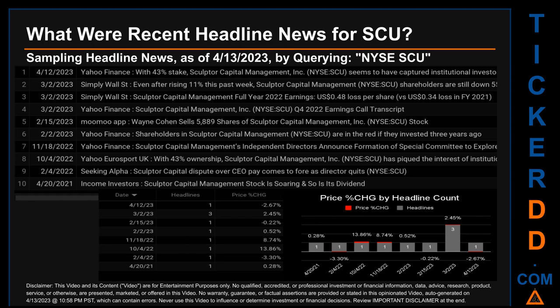Friday, February 4, 2022 was the day with the highest percentage change in price when we compare opening versus closing price for the ticker. The day saw a drop of -3.30% when SCU opened trading at $18.78 and closed at $18.16. There was one found headline when Seeking Alpha published the headline that read, "Sculptor Capital dispute over CEO pay comes to fore as director quits."